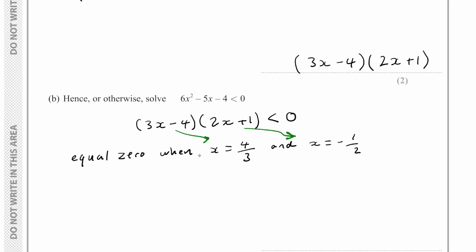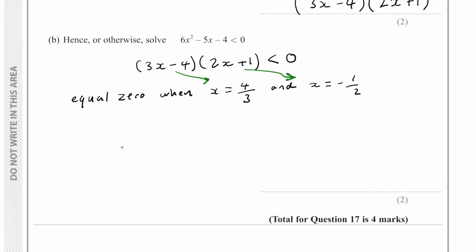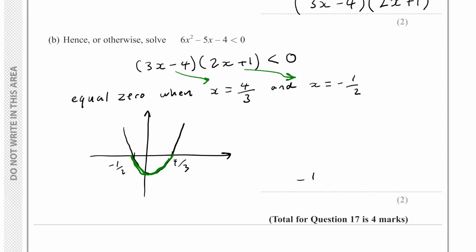And if you think of the graph of 6x squared minus 5x minus 4, it's just a positive quadratic shape. It's equal to 0 at -1/2 and 4/3. So it's shaped like this. So where is it less than 0? It's less than 0 in between -1/2 and 4/3. So x is in between -1/2 and 4/3.